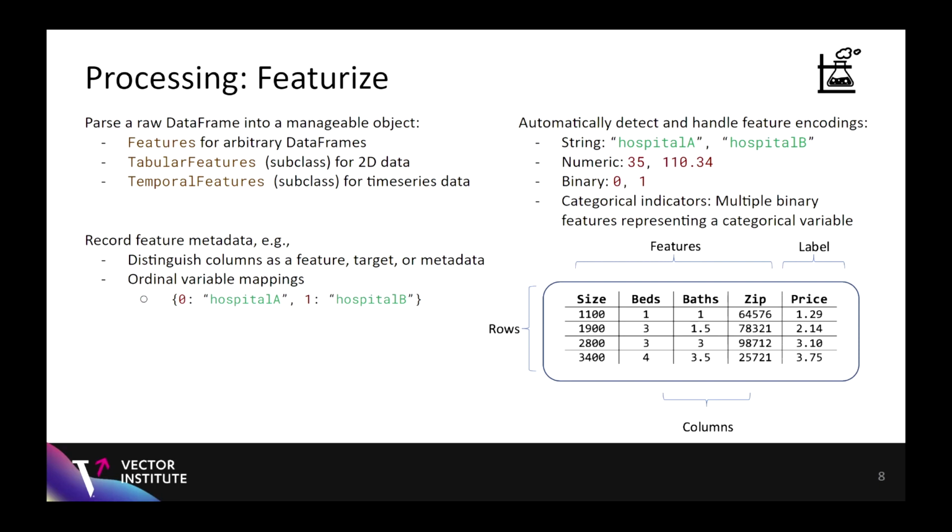It has things like ordinal variable mappings, a couple other things, and then I think the most useful bit of it is to detect and handle feature encodings. So if it sees some strings, and doesn't have too many unique values, then it can assume that it's categorical and make the necessary transformations.